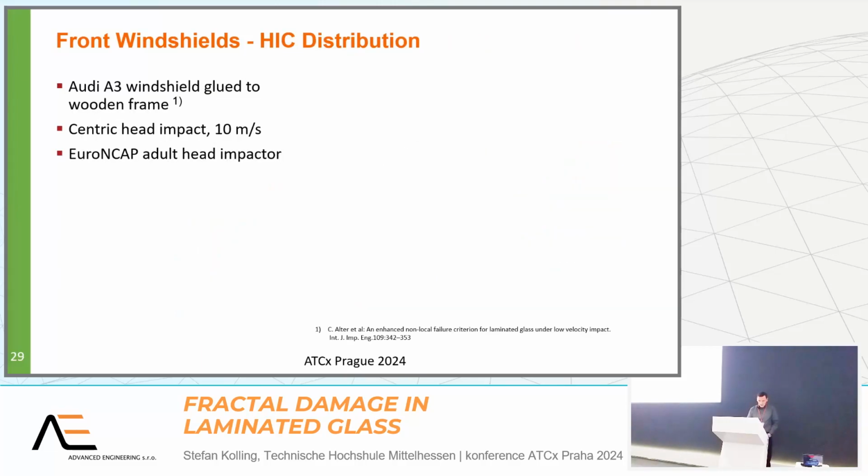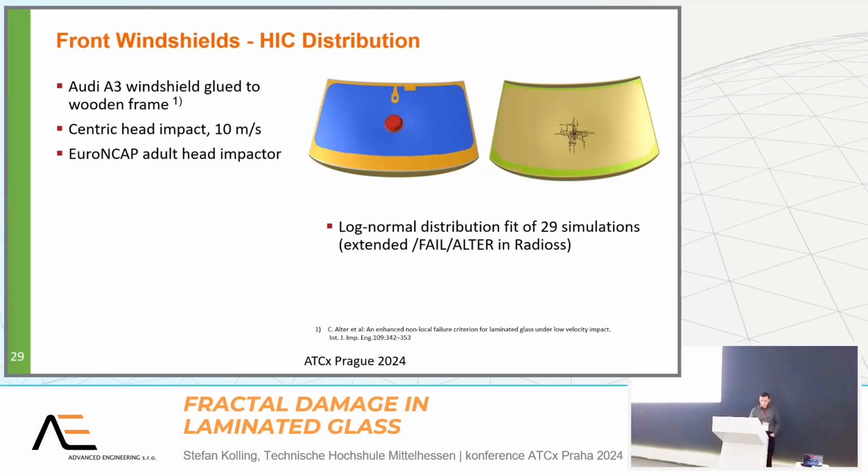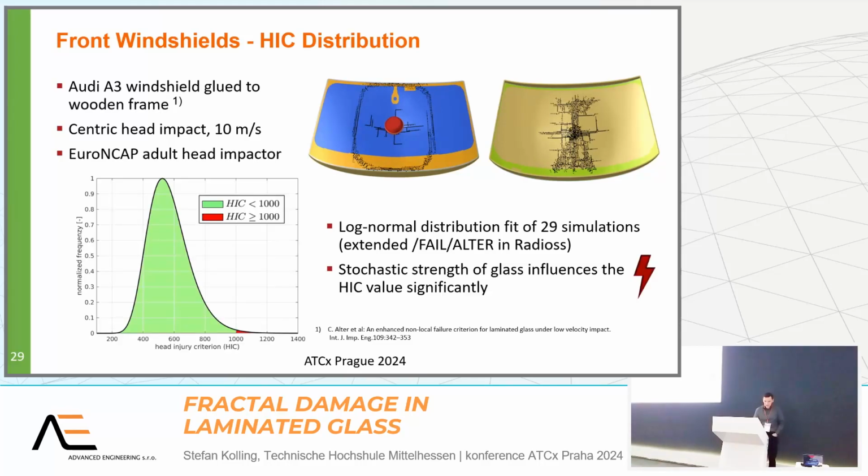And now let me show you the front windshield and the HIC distribution, Audi A3 again, glued to a wooden frame to have a situation very close to a real car crash. So this is the simulation, and the normal distribution of 29 simulations can be seen here in this diagram.